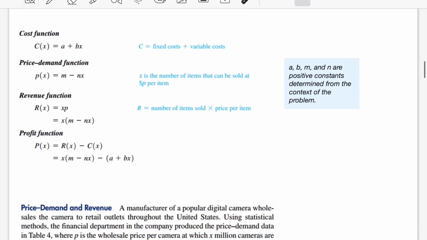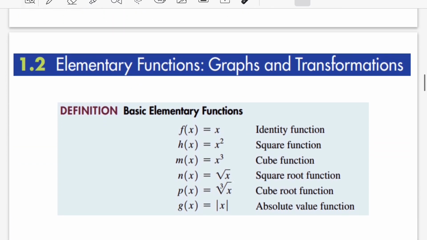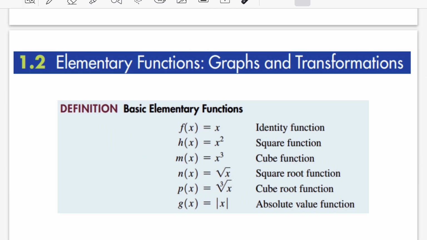All right, so switching gears a little bit, we are going to be talking about elementary functions, graphs, and their transformations from section 1.2 of the textbook. So we'll start by looking at these basic elementary functions here. We have x as our identity function, we have our squared function, cube function, square root, cube root, and the absolute value function. So essentially these operations are being performed on x. And you can refer to the book for graphs for each one of these elementary functions as well.